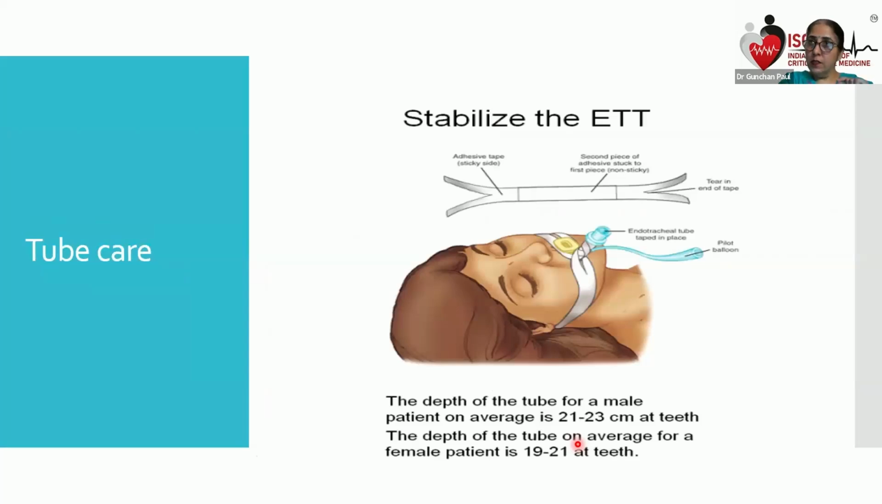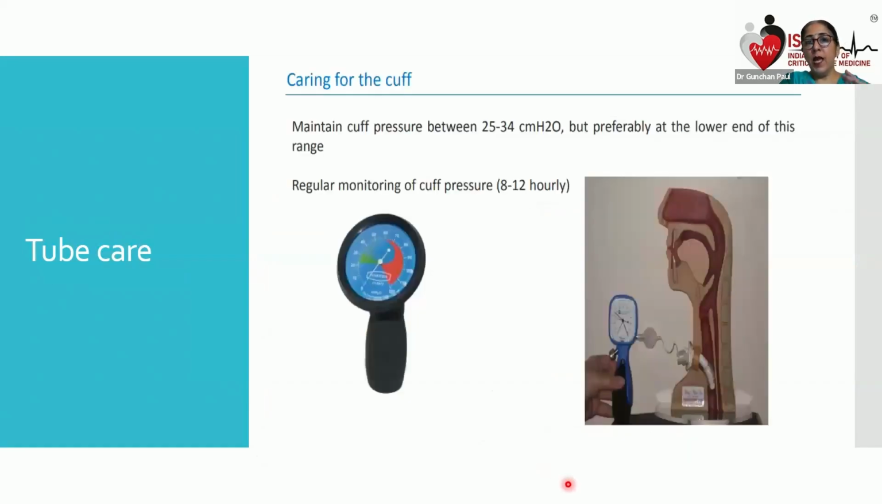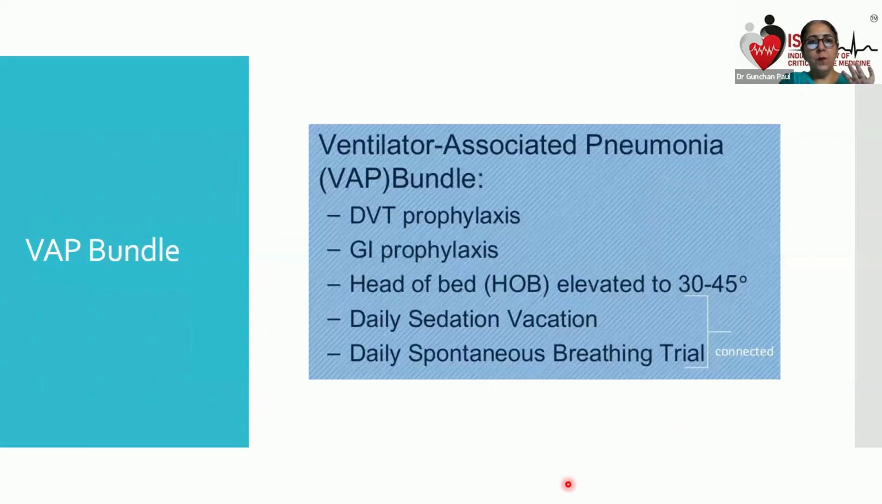So stabilize your endotracheal tube properly. For males, it is usually done between 21 to 23, and for females, 19 to 21. Secure it properly to prevent any dislodgement, and check for cuff pressures to prevent injury to the trachea and also for leaks. So lastly, ventilation alone is not going to improve the patient. It is wholesome treatment, all the treatment together.